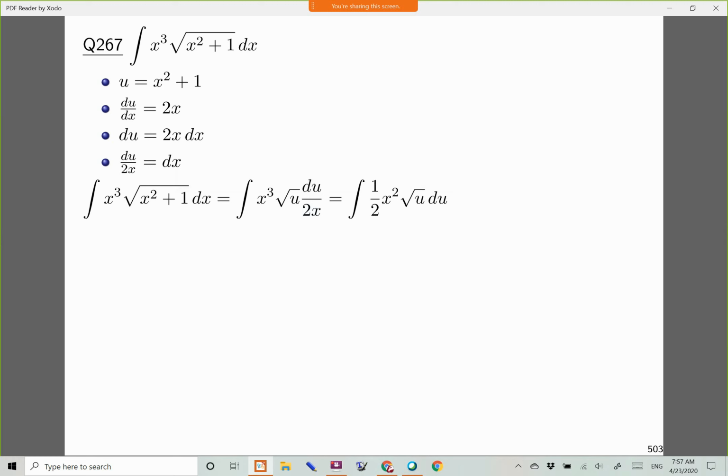And then I kind of rearranged a couple things. So like the 2 that was in the denominator is still in the denominator. It's a 1/2 here. Sometimes people don't write 1/2, they'll just write a 2 accidentally. But I wrote integral sign 1/2 x squared root u, and then instead of having the du as part of a fraction, I just kind of pushed it off to the side.